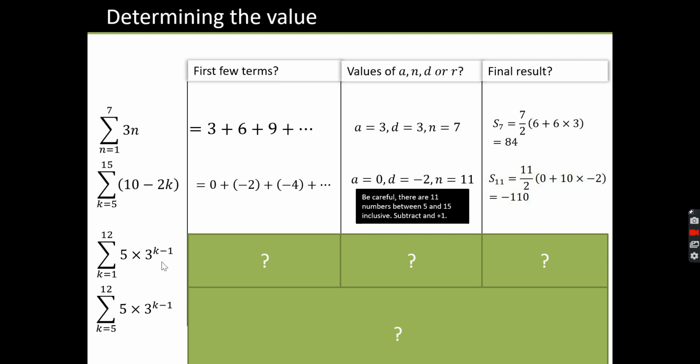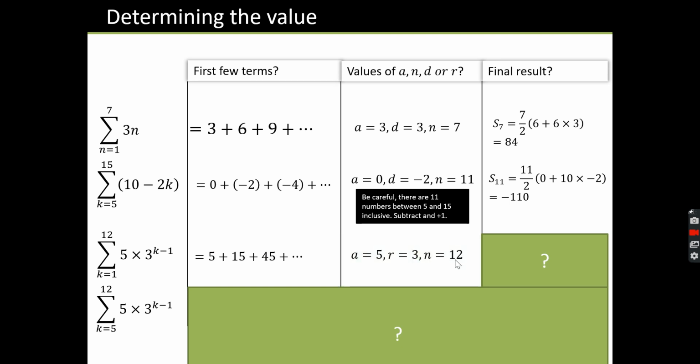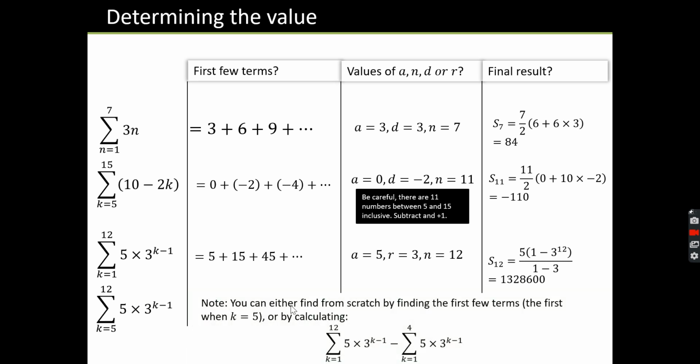This one here looks different. It has a power instead. You're going to see this is going to be geometric. So k is 1, 1 minus 1 is 0. The first term is 5. k is 2, 2 minus 1 is 1, so the second term is 15. So 5, 15, etc., adding it up all the way to 12, the 12th term. And finally, the same kind of idea here at the bottom.